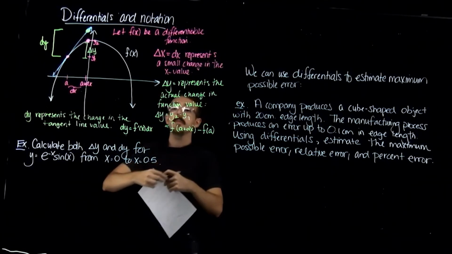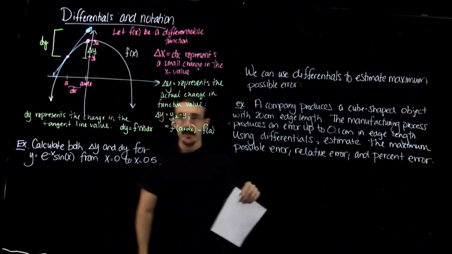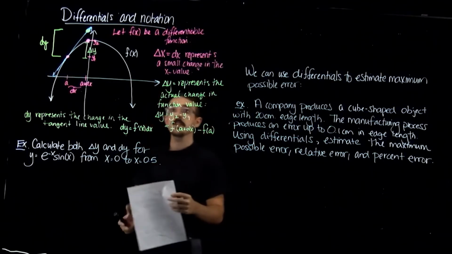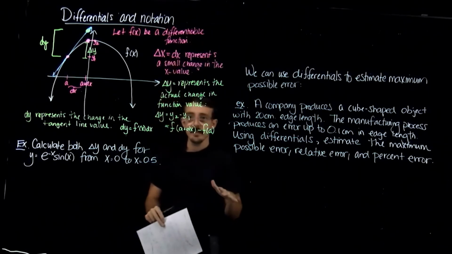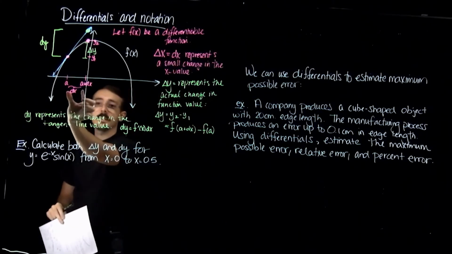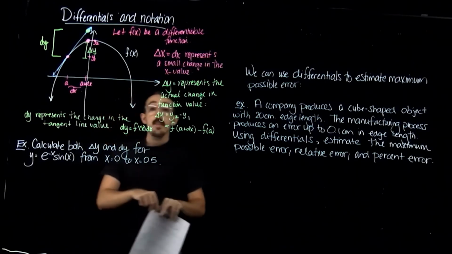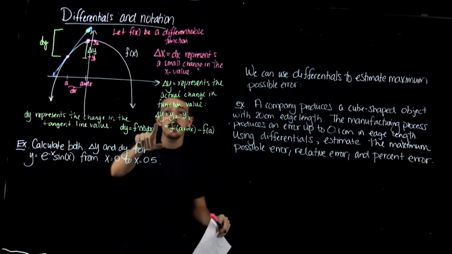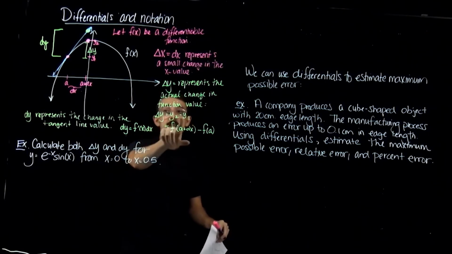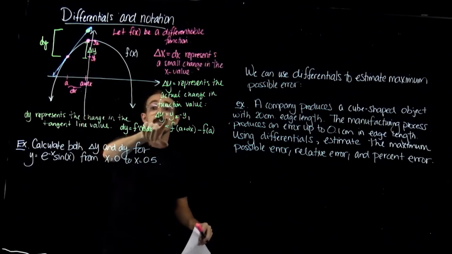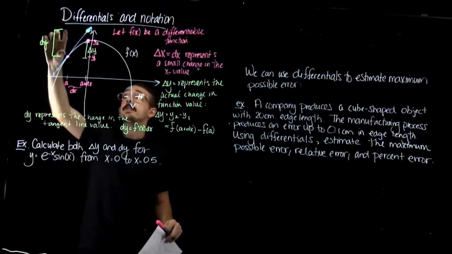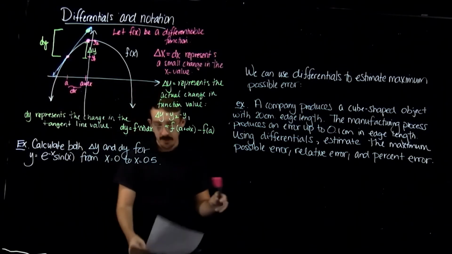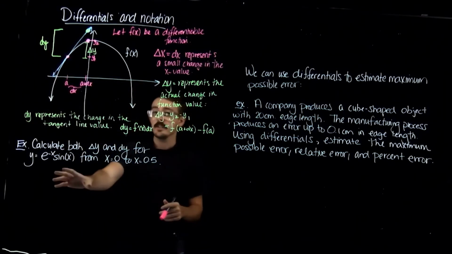OK, so those are the 4 different notations you have to know for this section. So you have change in x and dx are the exact same thing. They are this distance here, this x distance. The other 2 are not the same. So delta y is the actual change in y value here, while dy represents the change in the tangent line value. So let's use that knowledge to solve this problem.